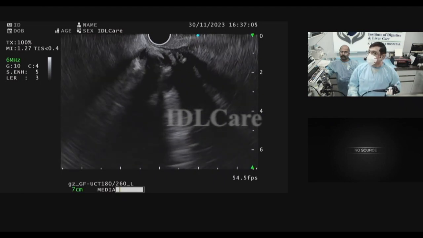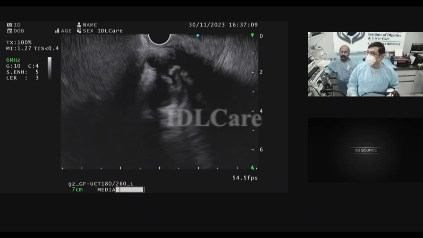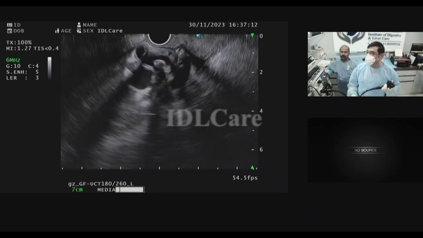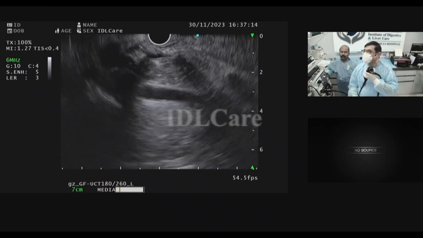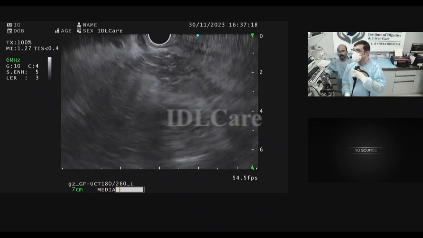Then let us look at the gallbladder area. See, this is the gallbladder area with multiple stones. So it is possible that we are dealing with a slight case of Mirizzi. So this case will definitely need an ERCP.